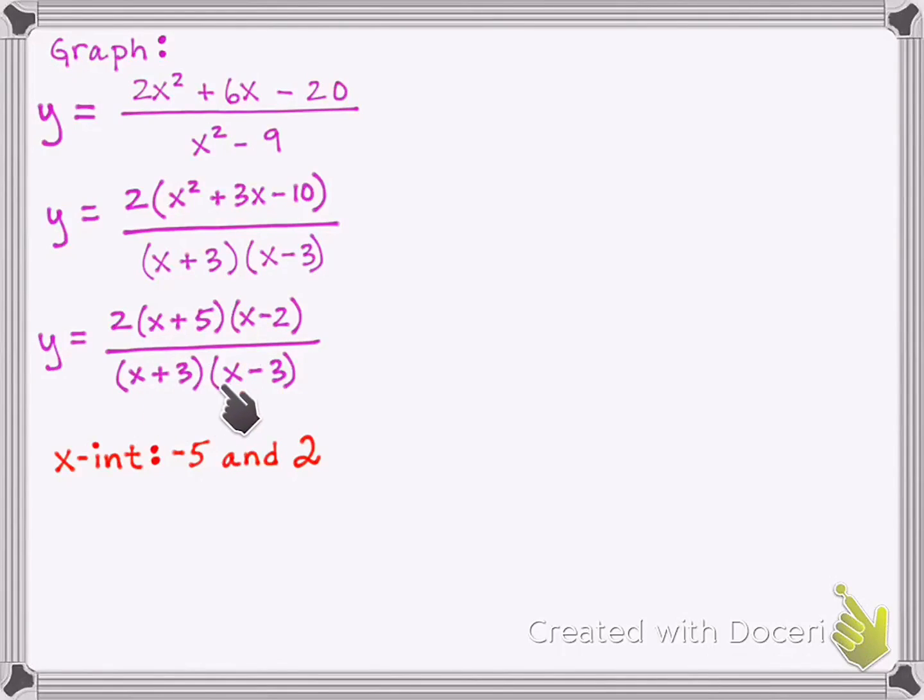Now, for the bottom, whatever makes the bottom 0, those are what we call the vertical asymptotes. And I use the abbreviation VA for vertical asymptotes, so 3 and -3.